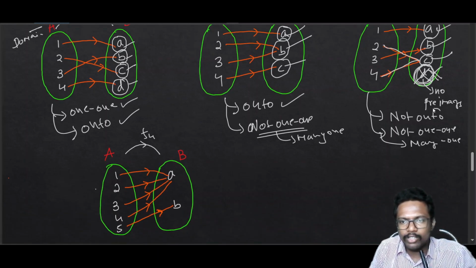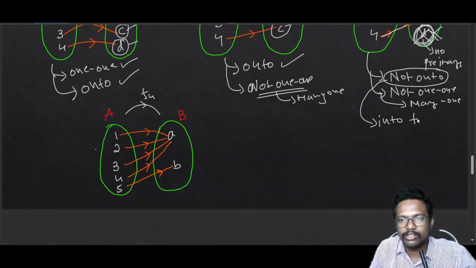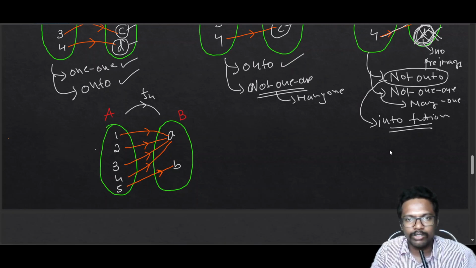If it is not onto, we can name it an into function. This is an into function. Whenever we say not onto, we call it an into function. Whenever we say not 1-1, we call it a many-one function. That's all. First we have to check for the 1-1 function. If it is not satisfying 1-1, then we can call that function a many-one function. First we have to check the onto function. If it is not satisfying the onto function, then we can call it an into function. That's it.